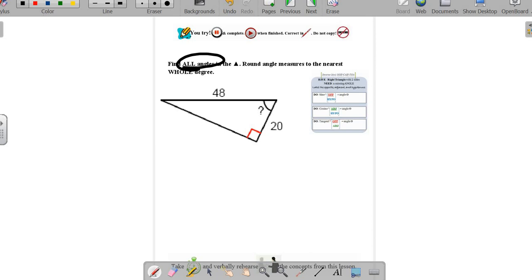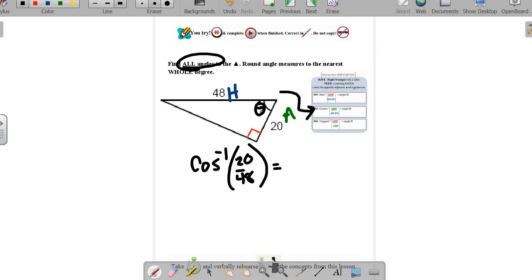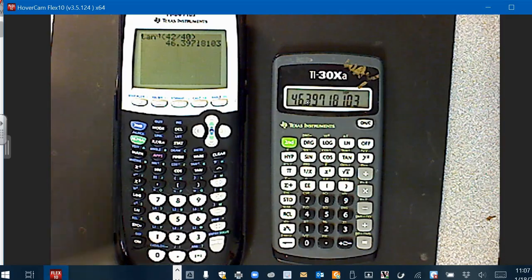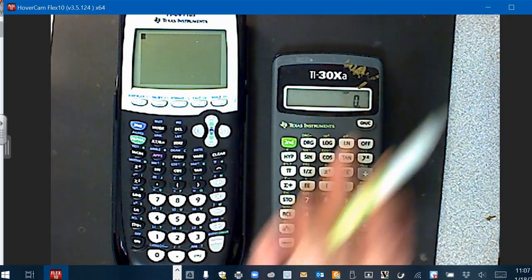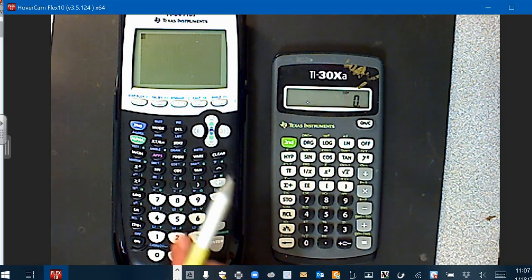Welcome back. Let's check your work. If this is your theta, 20 is adjacent and 48 is your hypo, which means you should have started with inverse cosine 20 over 48 because it's CAH, because this is the one we're using. So inverse cosine 20 divided by 48.